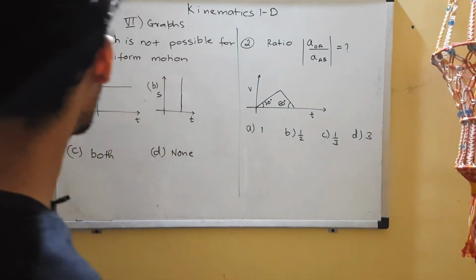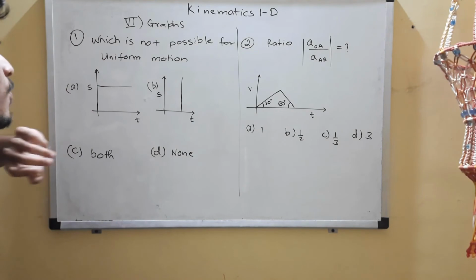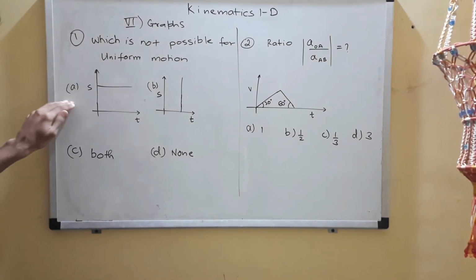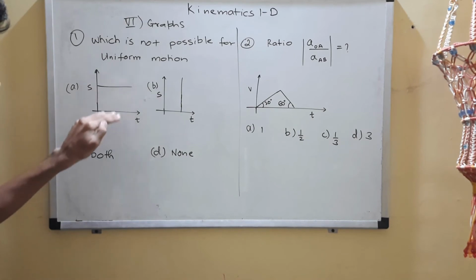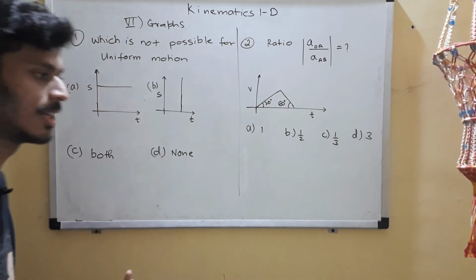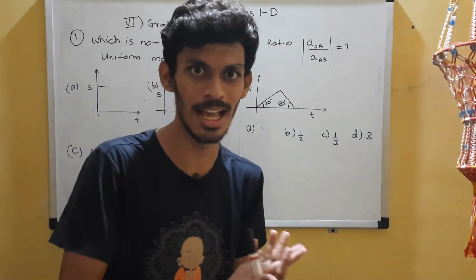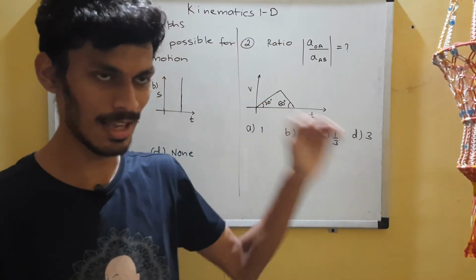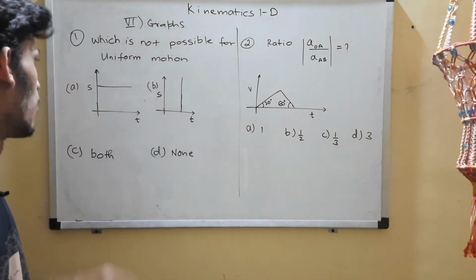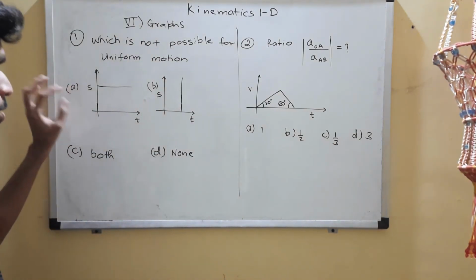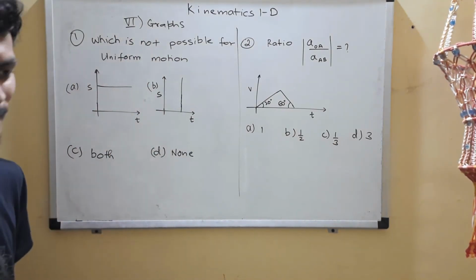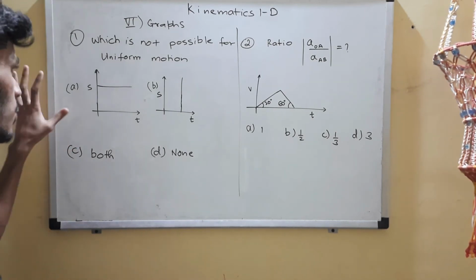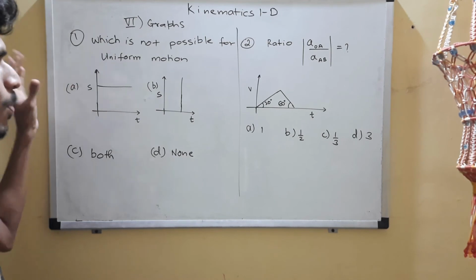Let's get to the questions now. Which of the following is not possible for uniform motion? If you see the first one, the displacement remains constant with time. But that basically means that your object is at rest. It is not moving. The displacement does not change, so of course it is not uniform motion. The object is itself at rest. So option A is not possible.